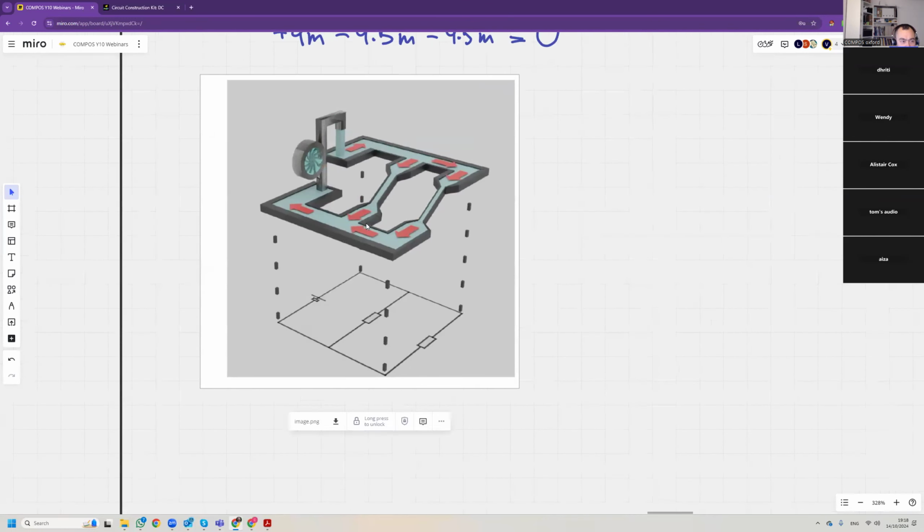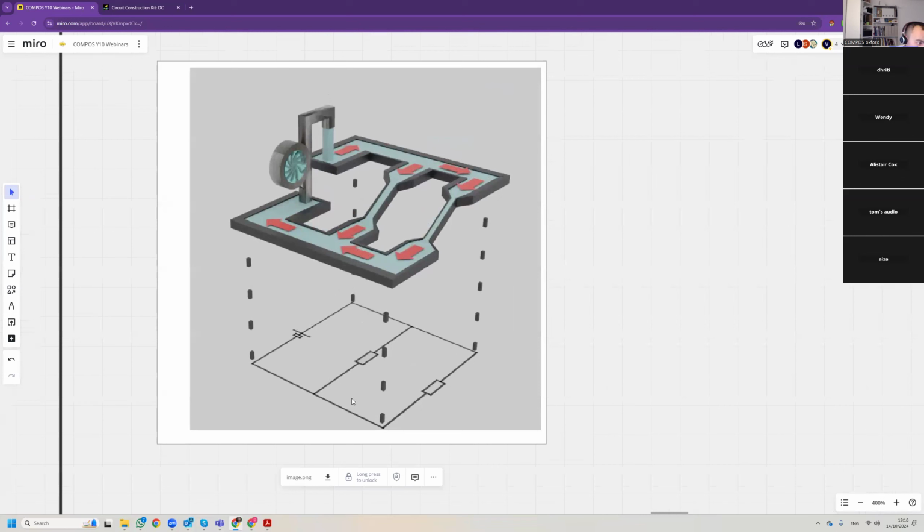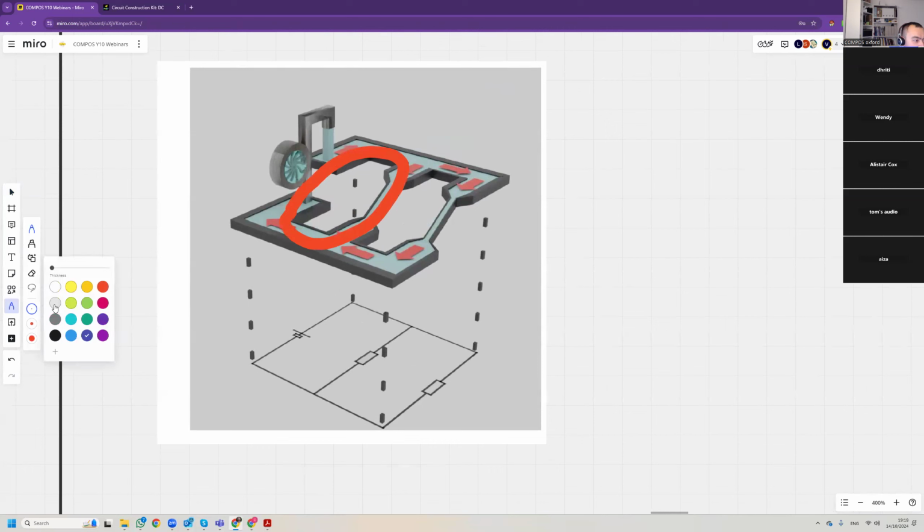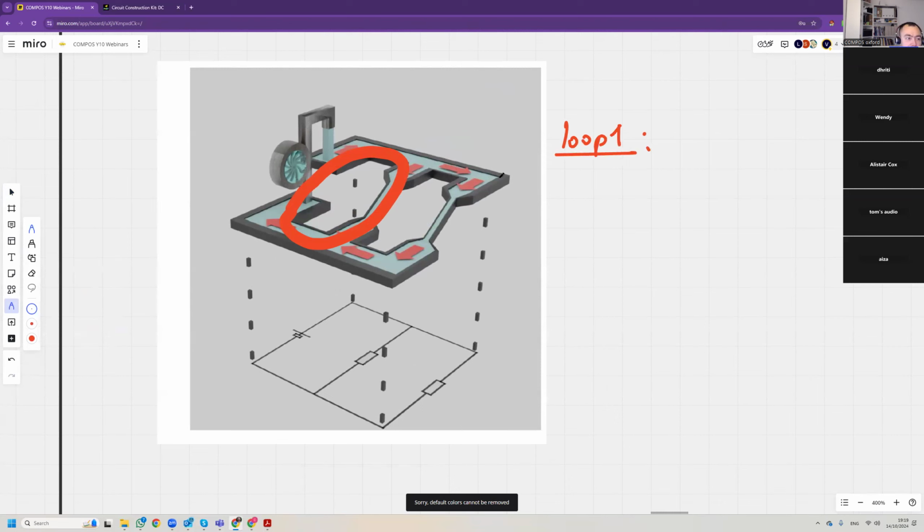Okay, so here you actually have 3 loops. So let's look at loop 1. We're going around this loop this way. So first we encounter the pump that is plus 9 meters, and then you lose minus 9 meters. So plus 9 meters, minus 9 meters. So that's 0.